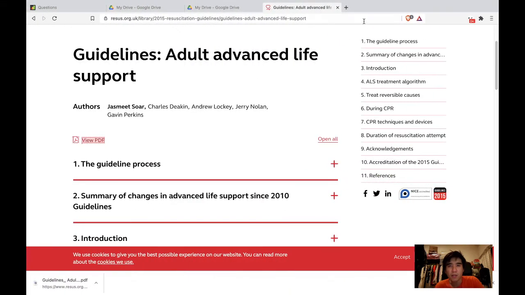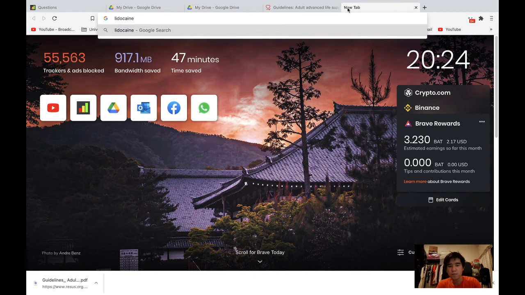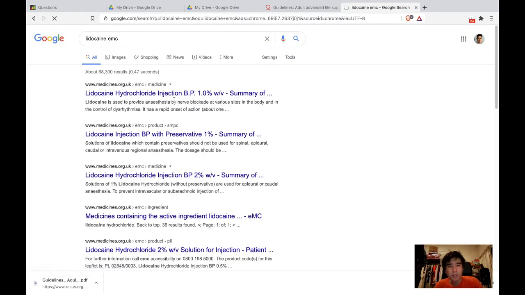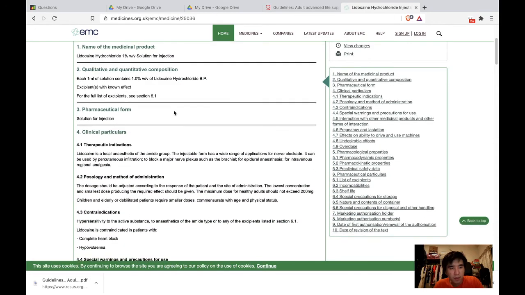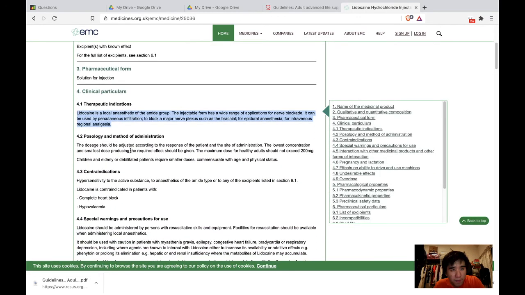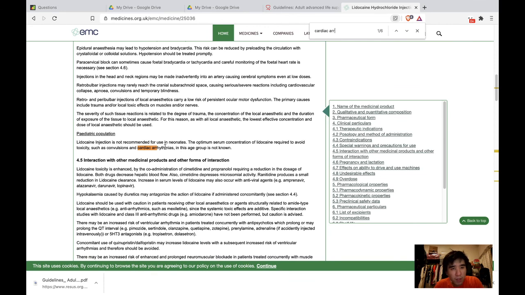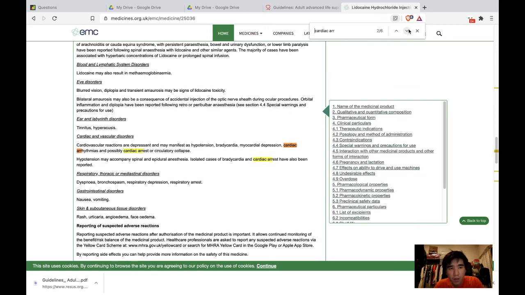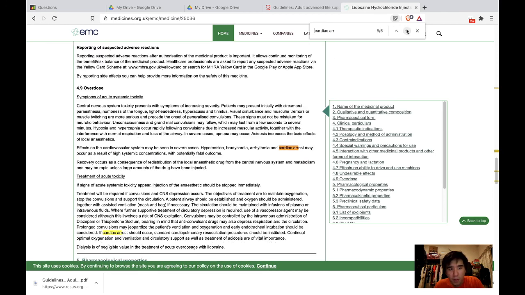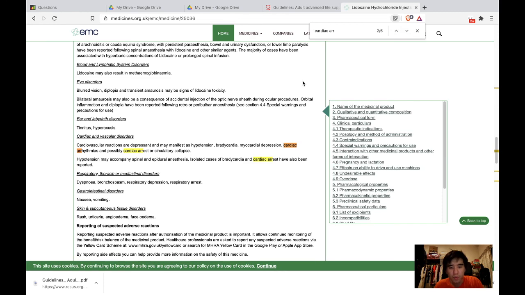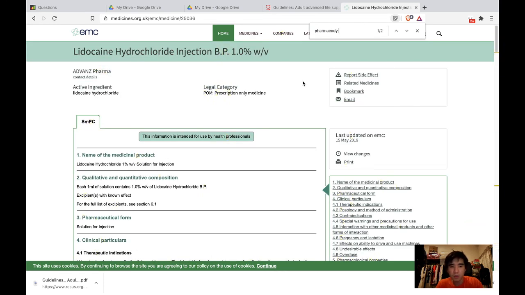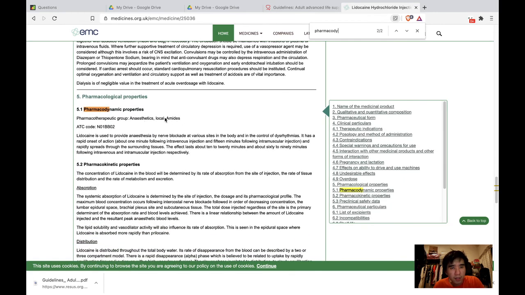Lidocaine, isn't that a local anesthetic? Local anesthetic. Strange. Let's look at the pharmacology. It's an amide local anesthetic.